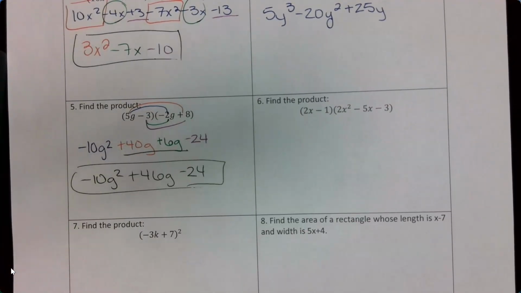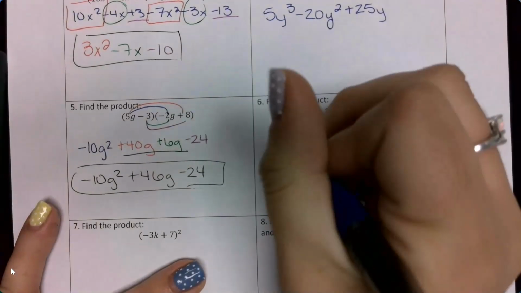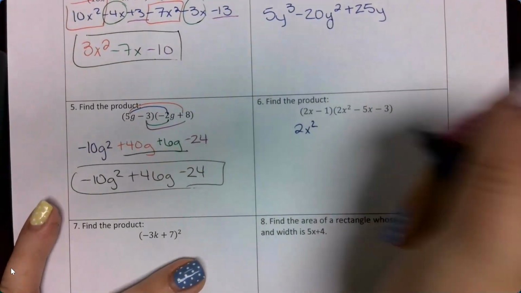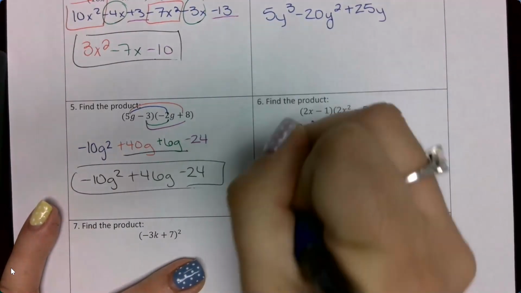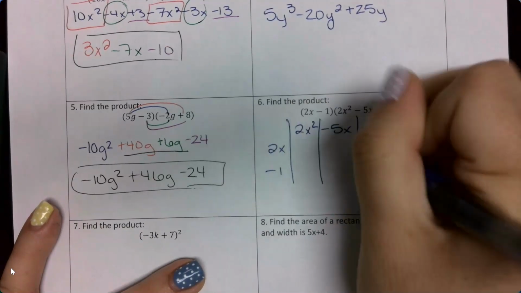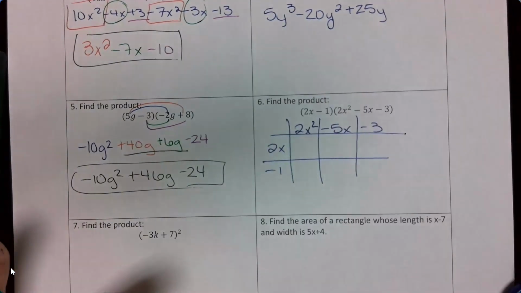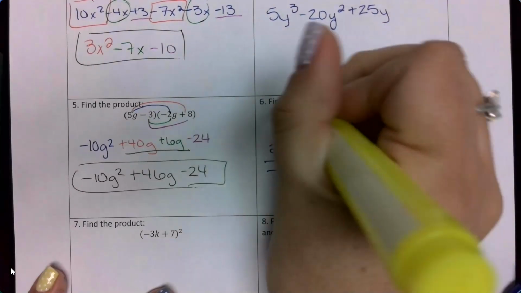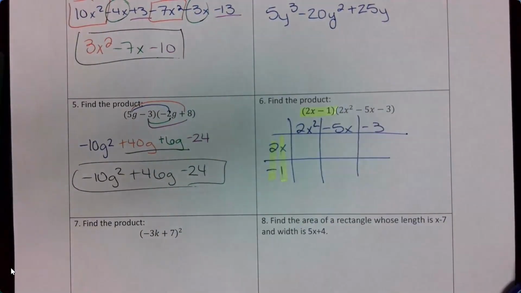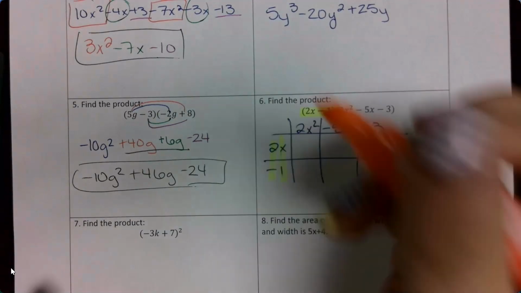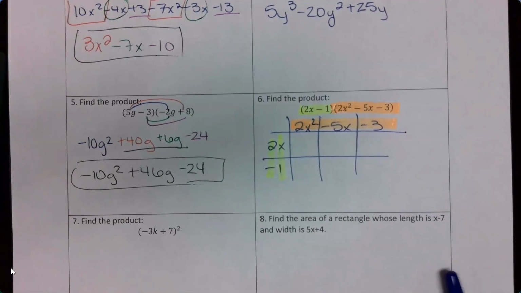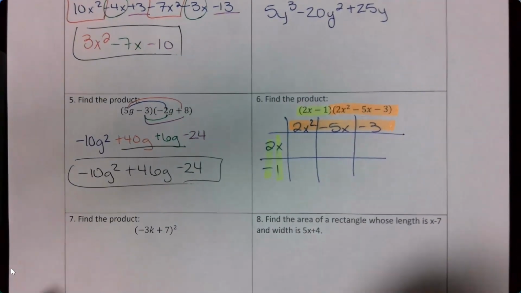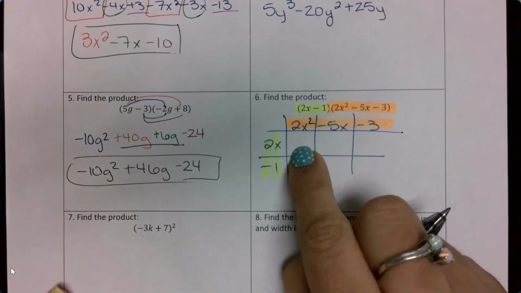Okay, on my next one, I want to find my product. This one I'm going to use the box method. Again, you can use whichever method you want. So for the box method, I want to lay this out in a box or table. I wrote my first one on the side, and I kept the signs that are negative, and then I wrote my second one on the top. It doesn't matter which order you put these in, I just have to make sure I put the whole thing together. So in this first box, I want to multiply 2x times 2x squared.